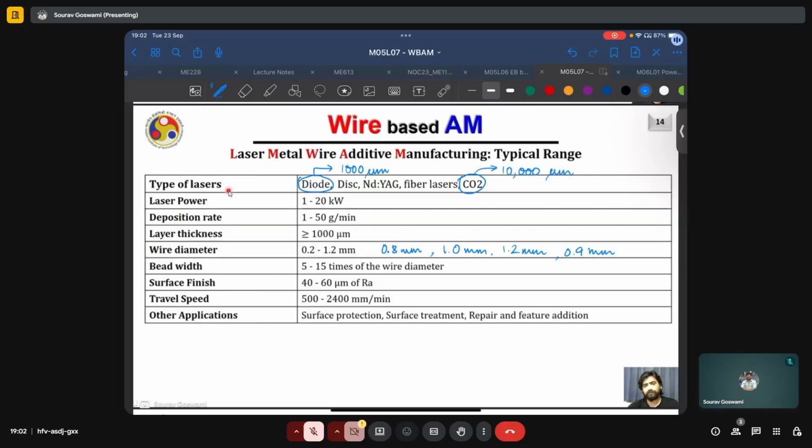Surface finish obtained in the as-built condition is between 40 to 60 micrometer center line average roughness values. For reference, a mirror finish is said to be 1 micrometer Ra. So we can imagine the type of finish that we are getting. The travel speed of the laser can be between 500 to 2400 millimeters per minute. And apart from cladding, some of the other applications which this technology has been put to include surface protection, the addition of features on existing geometries, repair of broken geometry, and surface treatment.